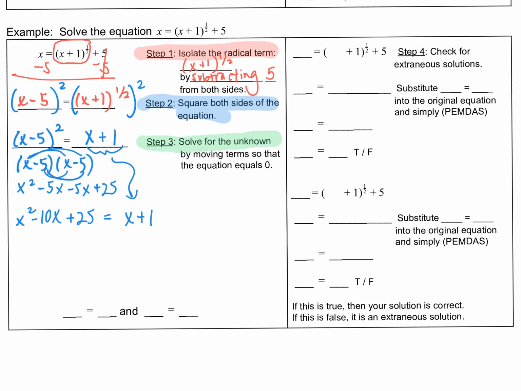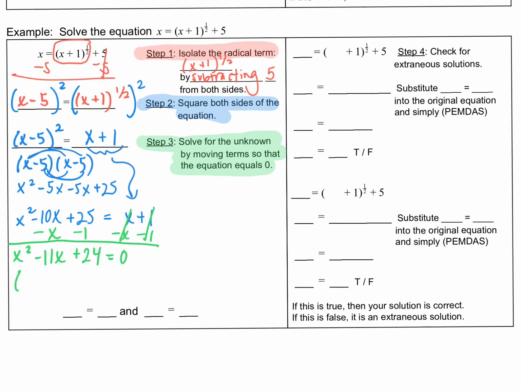Step 3, solve for the unknown by moving terms so that the equation equals 0. Because what we have here is a quadratic. So in order to solve for x now, we need to set it equal to 0. So I'm going to subtract x on both sides and subtract 1 on both sides so that we get 0. And then over here, we're going to have x squared minus 11x plus 24, and then we need to factor it.